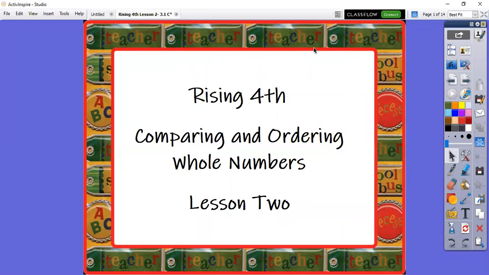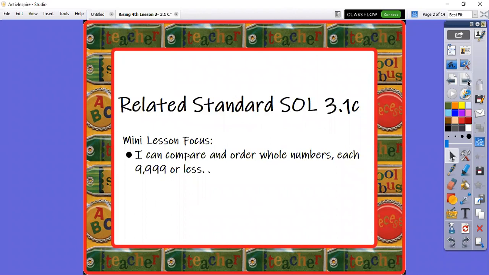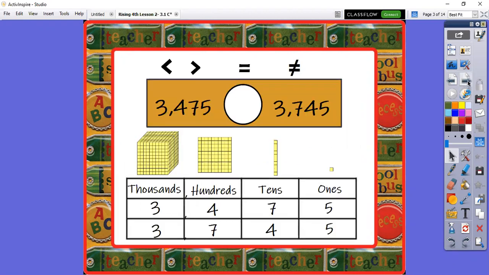In this mini lesson, we are going to be reviewing comparing and ordering whole numbers. Now, in third grade, you did this with numbers 9,999 or less. All right, let's look at the symbols that you have used so far. You have used the less than symbol, the greater than symbol, the equal to symbol, and the not equal to symbol. So here we have two 4-digit numbers that we are going to compare today.